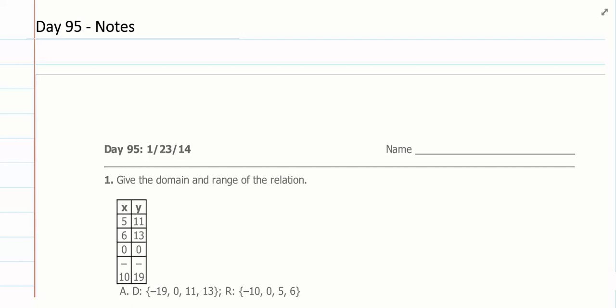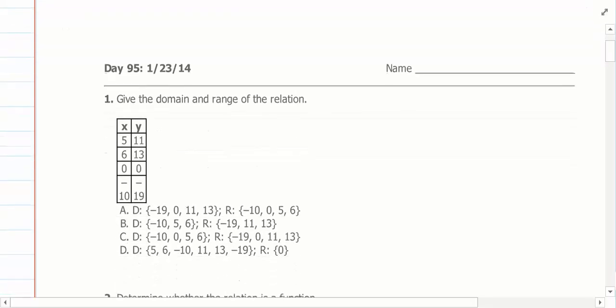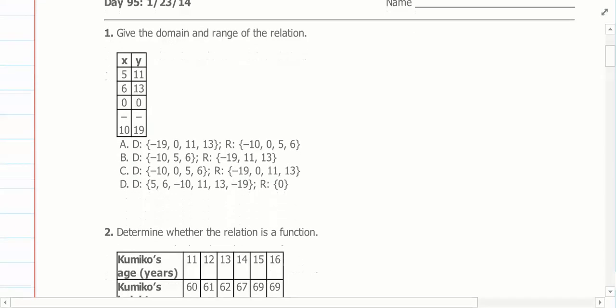Day 95 Notes, Advanced Algebra 2. Today we are working on a review for tomorrow's quiz, and the review that you're working through today is done on Angel, and the quiz tomorrow will be done on Angel, so they will look very, very similar to one another. Let's talk about these sample problems here.